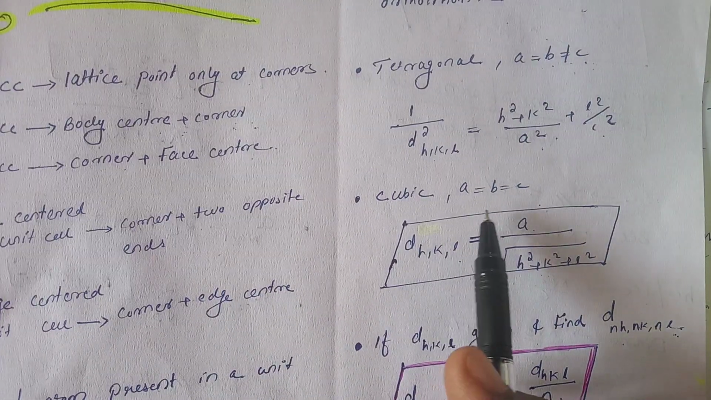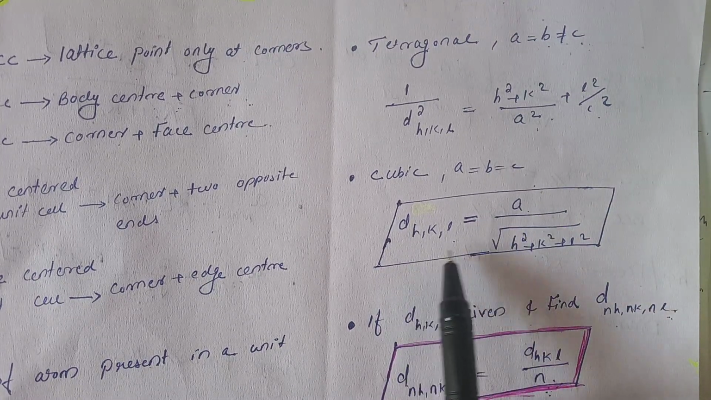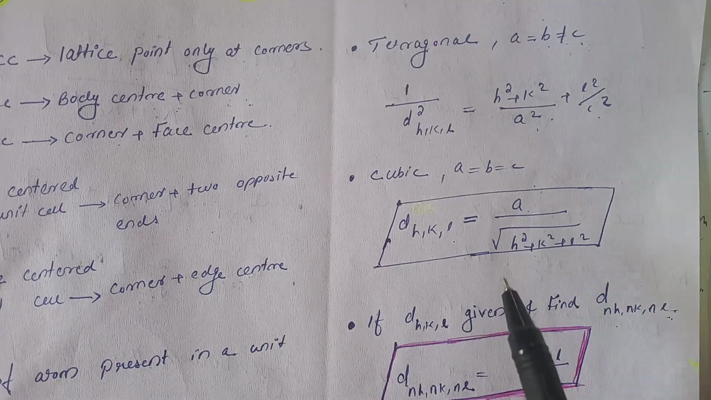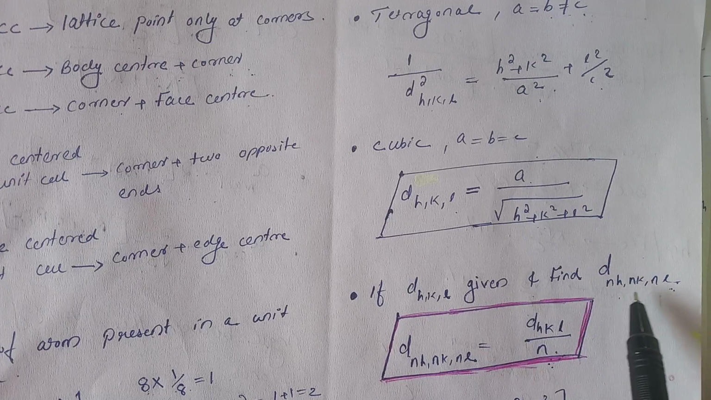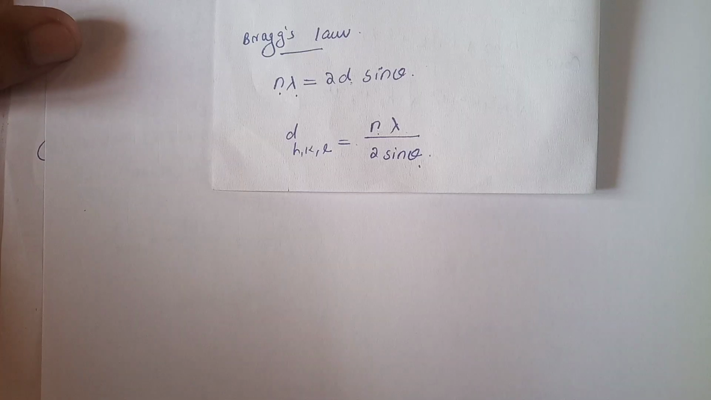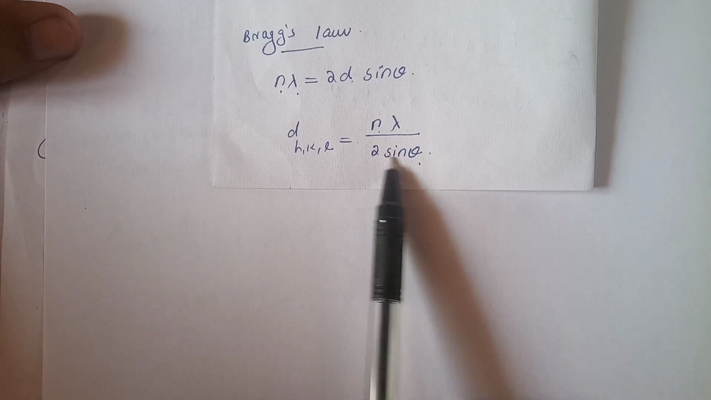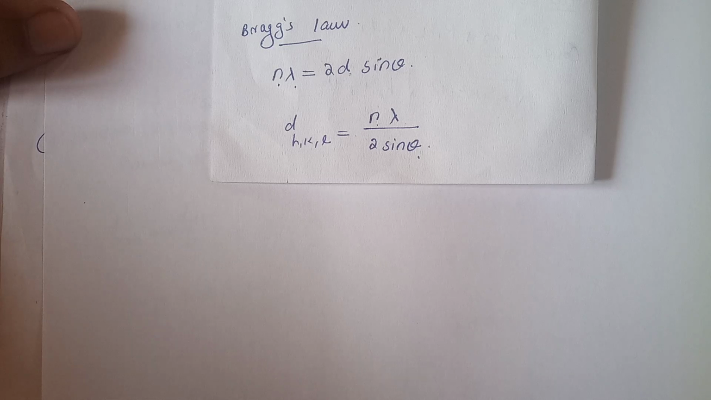In cubic system, a is equal to b equal to c. That is, all lattice parameters are equal. So dhkl equal to a by root h square plus k square plus l square, which we have used here. And also another relation, that is, if dhkl is given and asked to find out d nh nk nl, so we can find by the equation d nh nk nl equal to dhkl by n. And also from Bragg's law, we have dhkl equal to n lambda by 2 sin theta. These are the equations to find the interplanar distance.